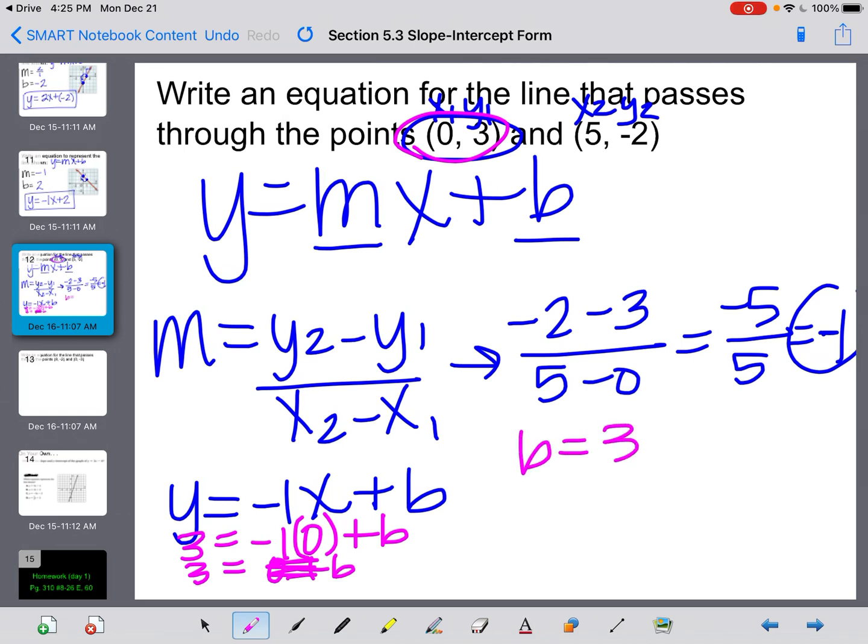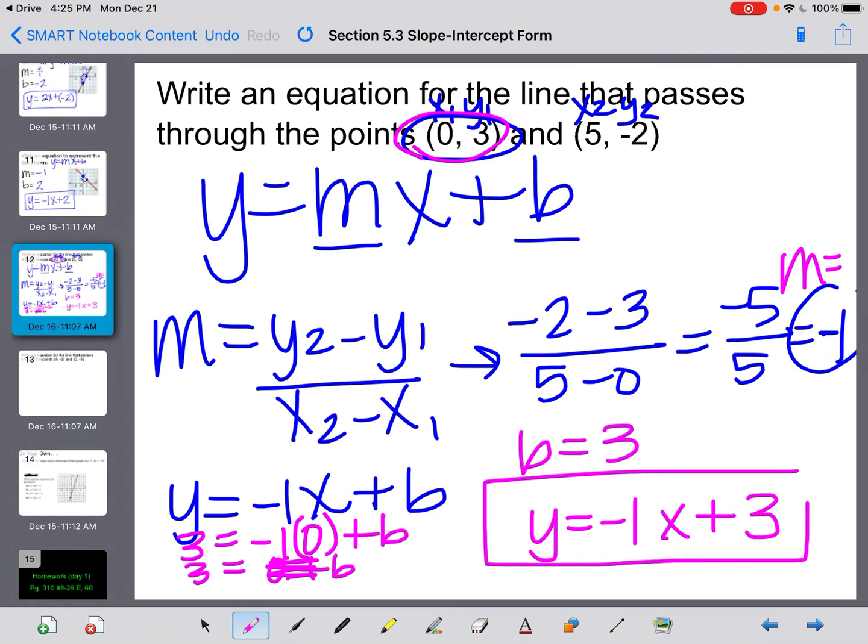So I found my y-intercept is equal to 3, and my slope is equal to negative 1. So my final equation should be y equals negative 1x plus 3. If I were to graph this, I would definitely cross through both these 2 points.